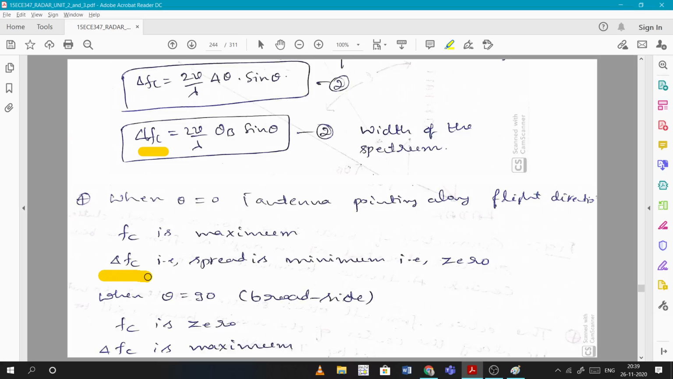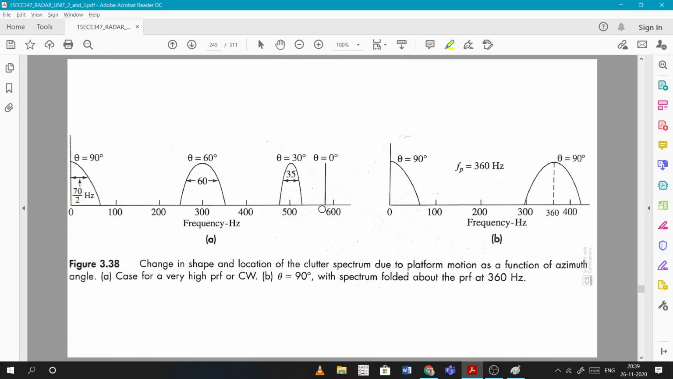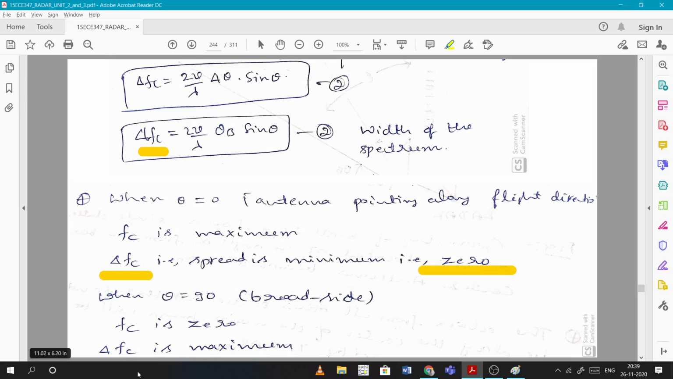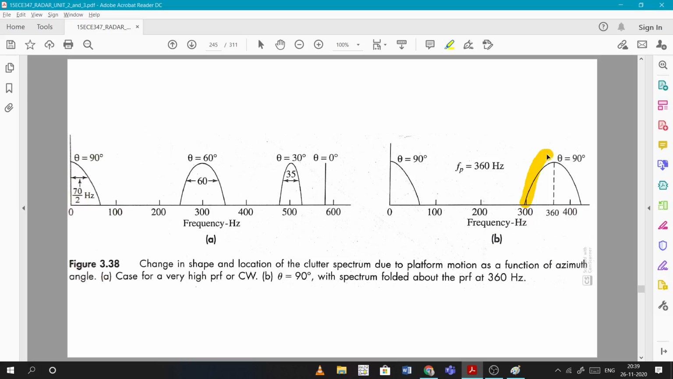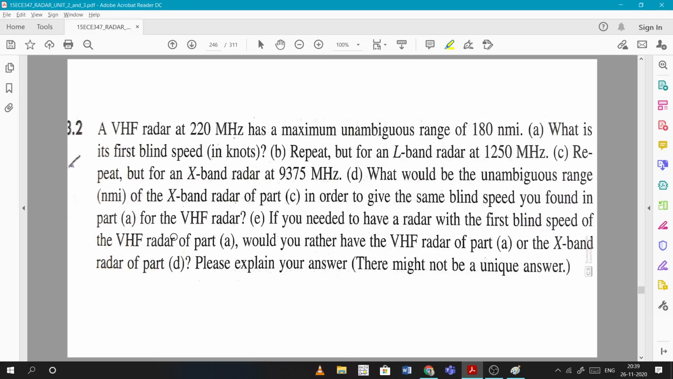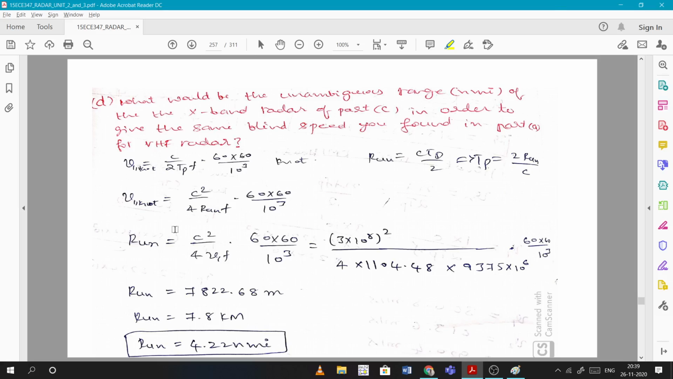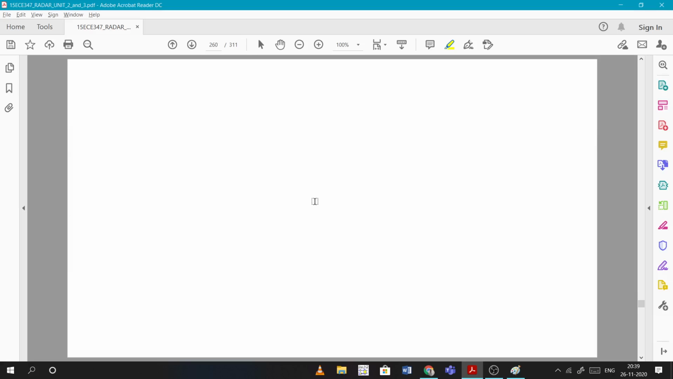At theta equal to 0, what happens? The delta FC is 0, right? That's what we saw here. Okay, so now in the second case, when theta is equal to 90, when spectrum folded about the PRF at 360 Hz. In this case, what happens at 90 degrees, we'll get the maximum width, right? So see how wide the cluster width is. So you can observe, right? It's centered at 360 Hz, and 360 Hz is the frequency of pulse repetition. And these are the problems. They will be direct only. You can directly find them using the formulas in the above classes.